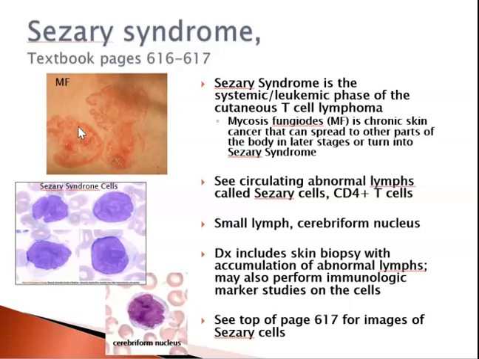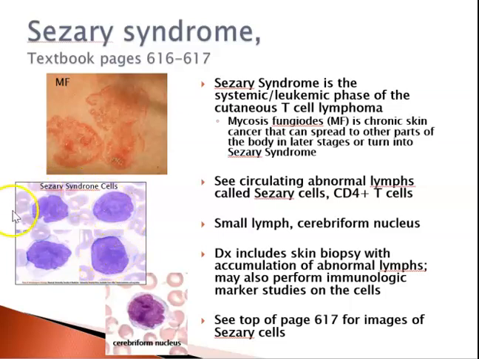Now you will see circulating abnormal lymphs called Sézary cells, and these are your T lymphs or your T cells, and they usually have the cluster designation of CD4. Okay, sometimes on rare occasions they can have the cluster designation of CD8, but most of the time they will have that cluster designation of CD4. For your T-cell lymphocytes that are affected with this syndrome, they're usually your small lymphocytes.